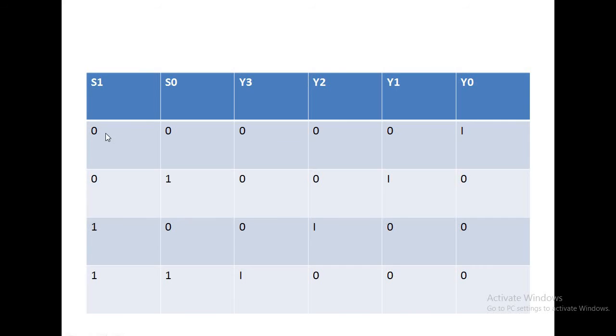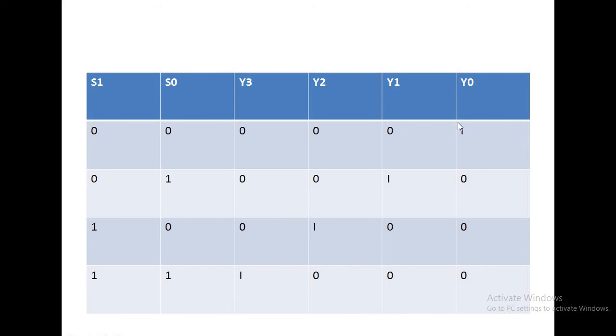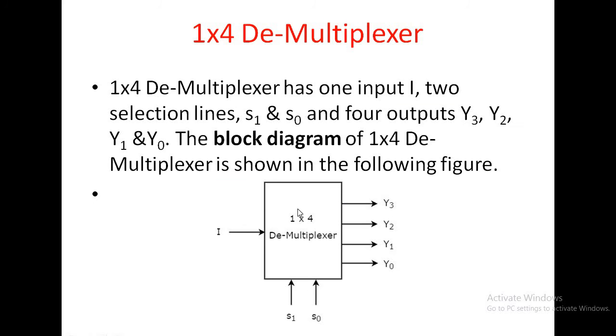If both the values are 0, that means 0, so the output line Y0 is selected. That means this input line is connected to the output line Y0. If S1 is 0 and S0 is 1, this value is nothing but 1, and automatically the Y1 output line is selected. That means this I is connected to this Y1.